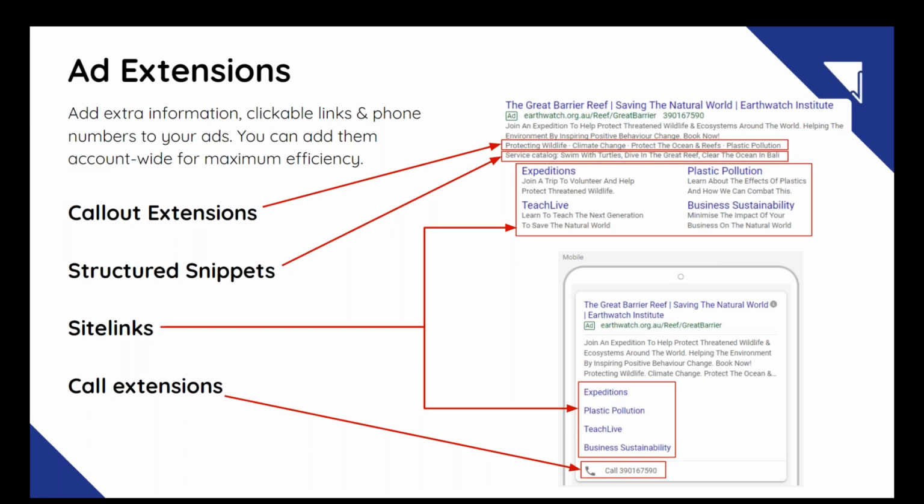And then the final really useful extension is called call extensions. These are particularly useful when people see your ads on mobile devices. They add a phone number to your ad, and on mobile this is clickable to call you directly. So don't feel that you have to use it if you don't actually want people calling you, but if that is a desirable action, so if you want people to call you to book an element of your service or to find out about a volunteering position, for example, then they can be really useful.